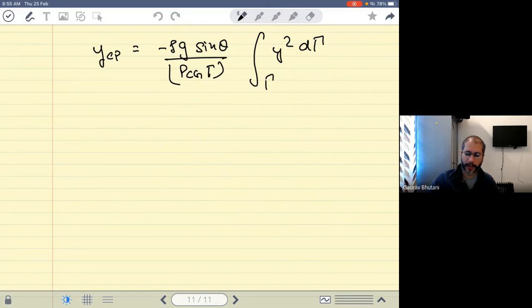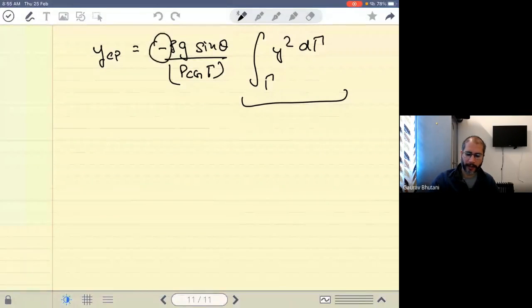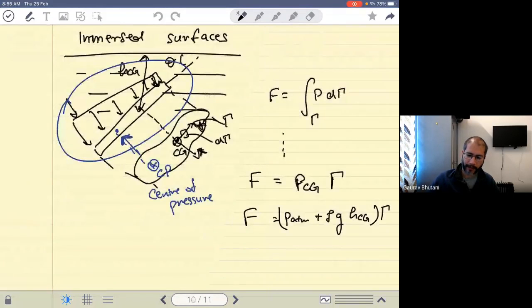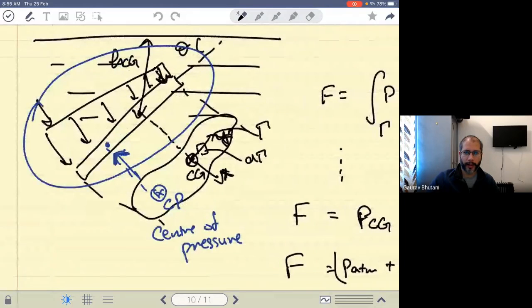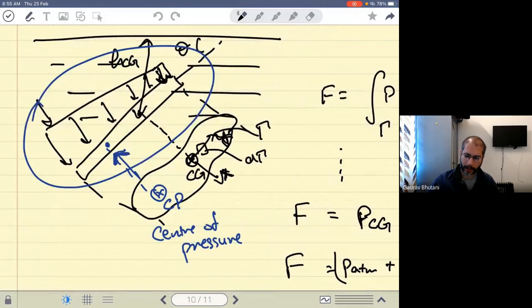What you see is that everything is positive because this is the integral of y squared, so that's going to be positive. There's a negative sign here, so that means the center of pressure y coordinate is negative. And the way we defined the y coordinate, it was positive above. So that means the center of pressure is somewhere below the center of gravity, which again makes sense because the pressure distribution is higher near the bottom side of the plate.